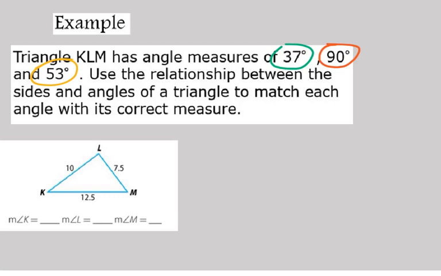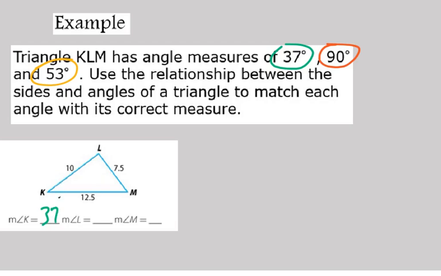So here, we're starting with angle K. They want to know what is the measurement of angle K. Well, angle K is right here, and you will see that it is opposite of the side length 7.5, which is the smallest side length. So angle K is going to be the smallest angle, which is the 37 degrees. So the measurement of angle K would be 37 degrees.